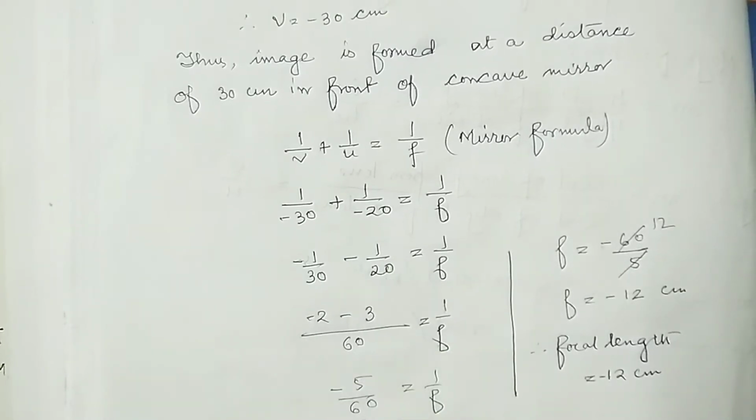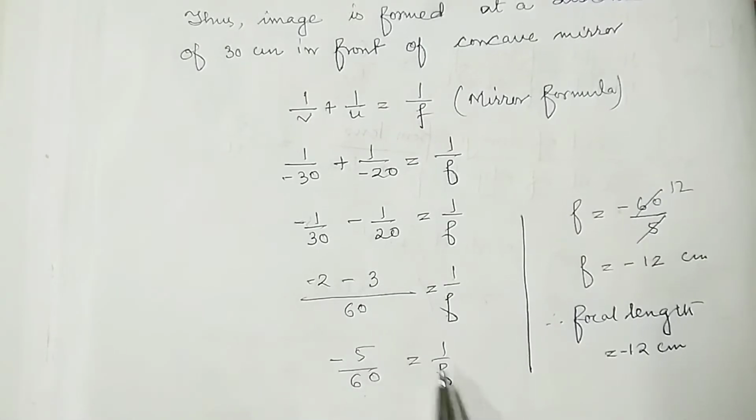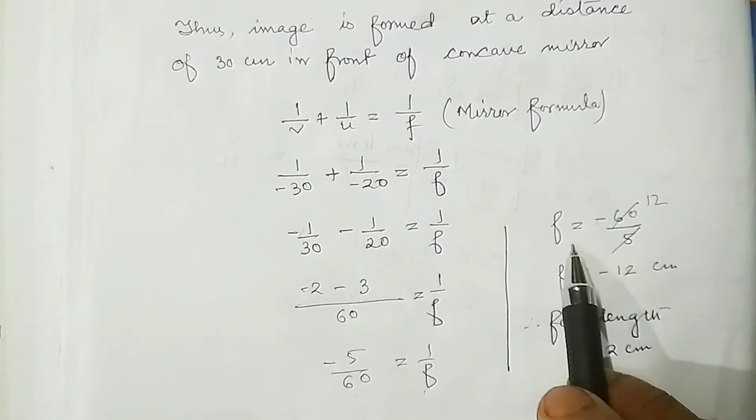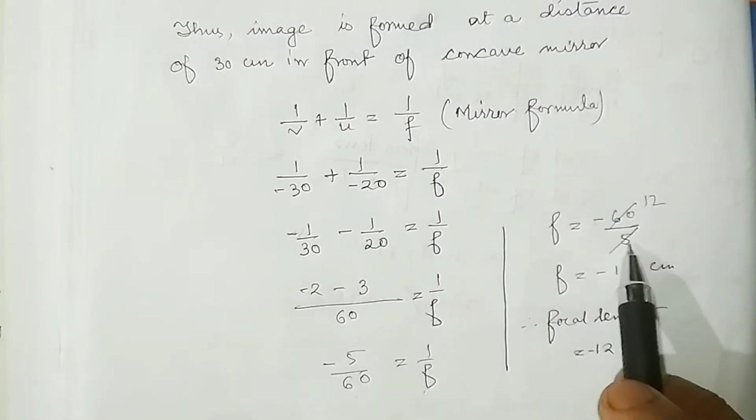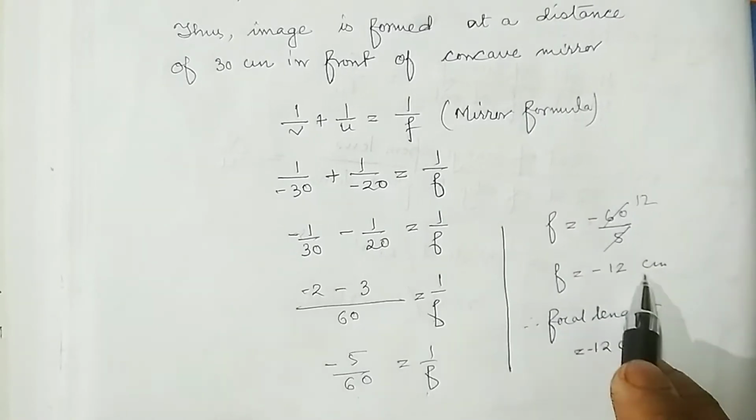So minus 5 by 60 equals 1 by f. If you take the reciprocal of it, then f equals minus 60 by 5. If I cancel, I am going to get 12. So f equals minus 12 centimeter.